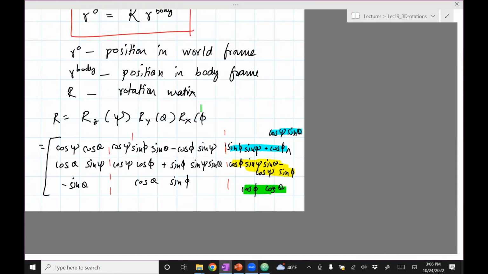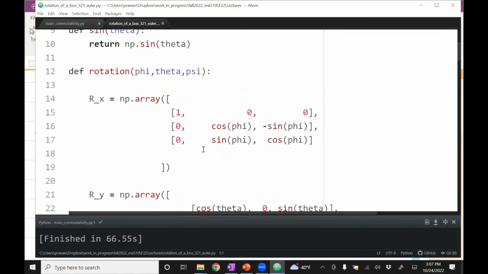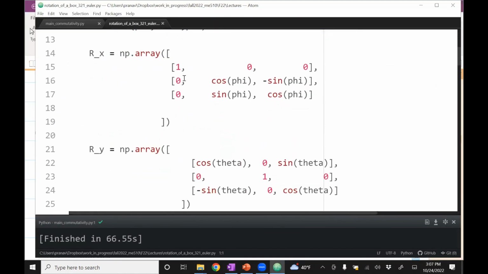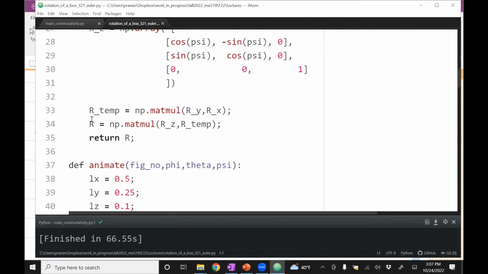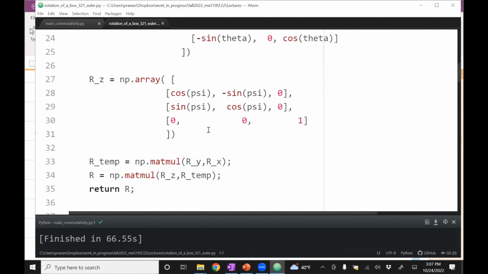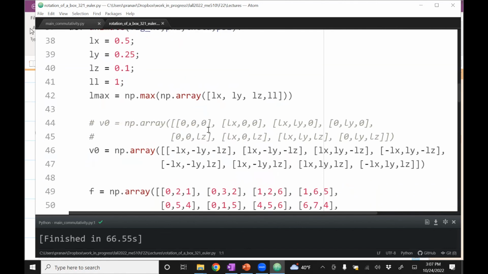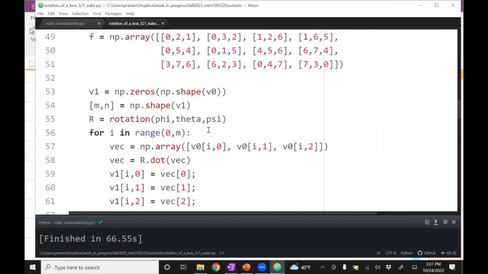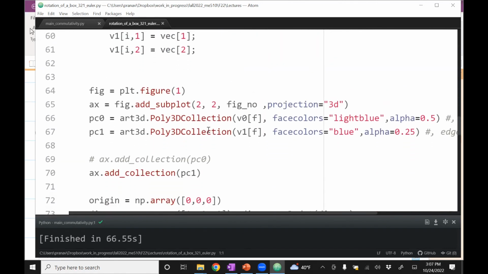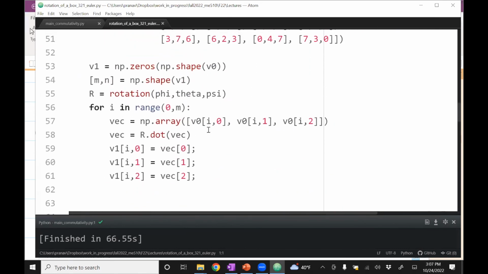Okay, as I said, you will never really write it. So I just wrote code, symbolic code, which really does it for you. I just wrote Rx, Ry, Rz, and it basically computes R as the multiplication Rz, Ry, Rx. And if you use the symbolic toolbox, it will give you the formula, which I basically copied down there.